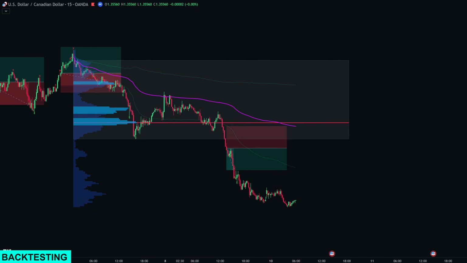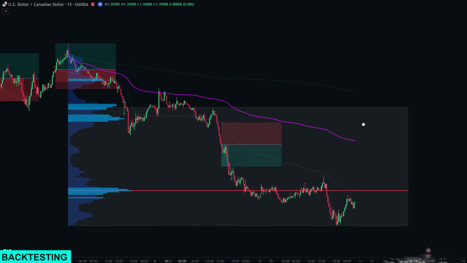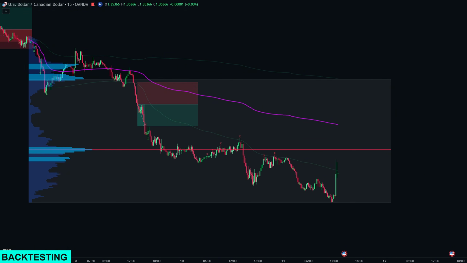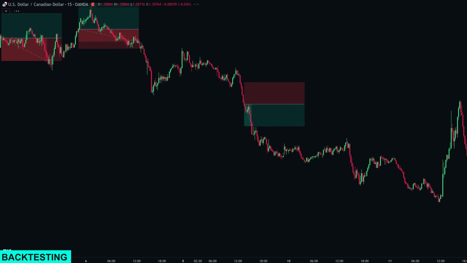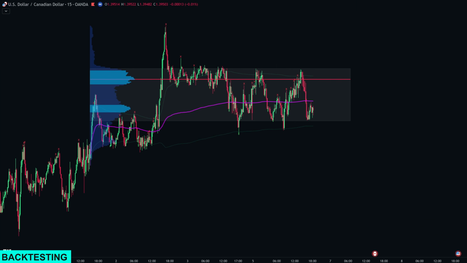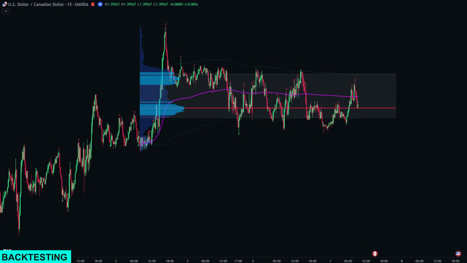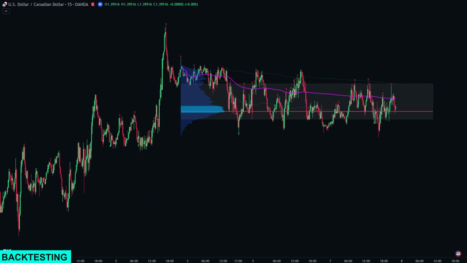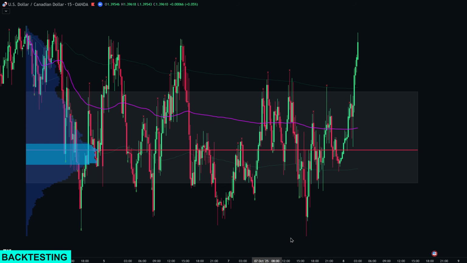When price breaks below both the gray box and the volatility band with a strong bearish close, we take a sell trade. Entry at the close. Stop above the point of control. Target 1-to-1. Nothing changes. As we scroll back through the chart, you will notice something important.